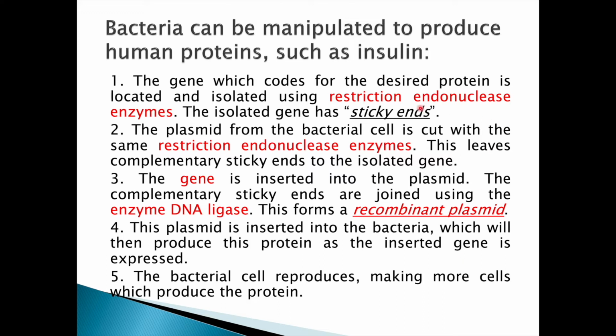I highlighted the terms that are very essential in this study. Number 1 is restriction endonuclease enzyme or restriction enzyme. The second one is the enzyme ligase, which will form a recombinant plasmid or recombinant DNA. And then we have to allow the bacteria to reproduce, making more cells which produce the protein. So the protein in here will be the hormone insulin.